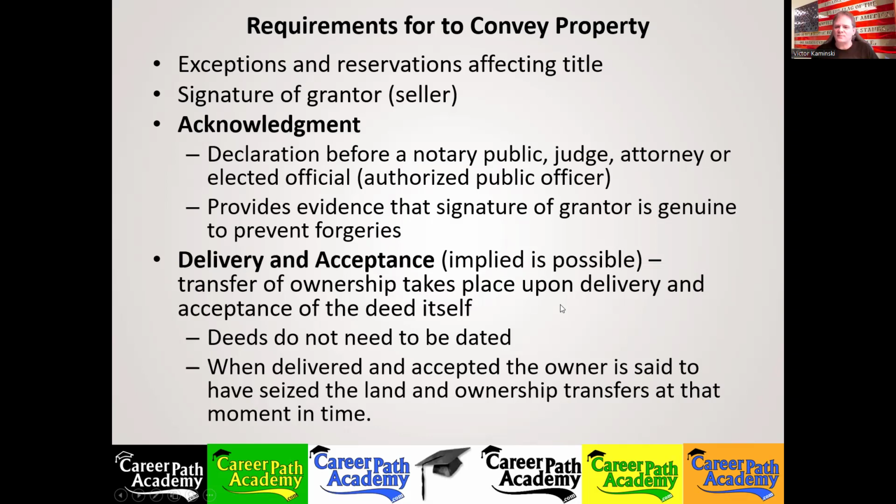Transfer of ownership takes place upon delivery and acceptance of the deed itself. Now, deeds do not need to be dated because the transfer of ownership takes place upon delivery and acceptance of the actual deed. When delivered and accepted, the owner is said to have seized the land, and that ownership transfers at that very moment. That's why they don't need to be dated. Simply when I hand you the deed, that's when you become the owner.